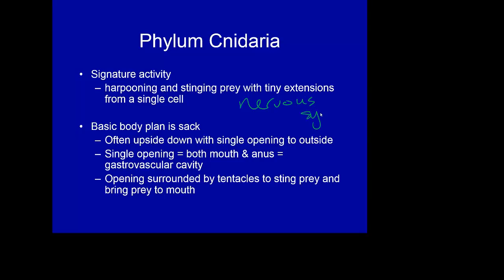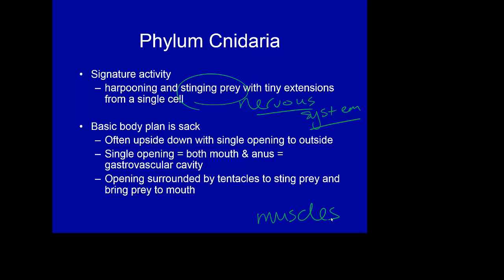Now, it's very basic, but it's early development of these nervous type tissues, and in particular, they use them for hunting, right? And with this basic body structure, we do see some simple muscles as well, because these things have to be able to move around, right? Particularly if you're a jellyfish, you need to be able to move around.